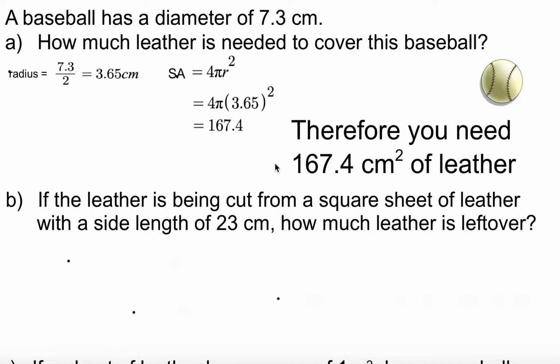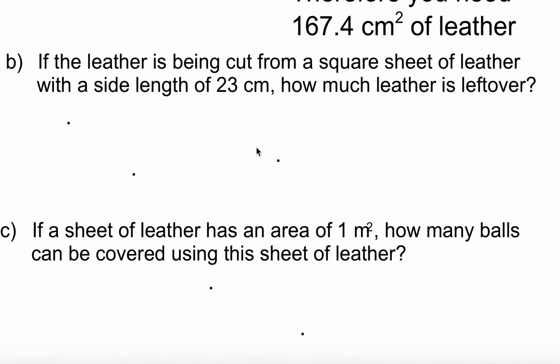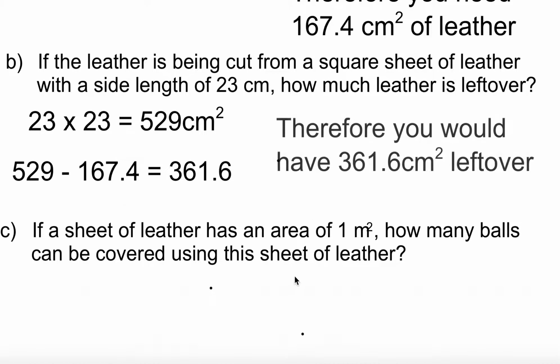I know I'm going kind of quick, but it is just plug and play to the formulas. As long as you're okay with the formulas, you should be okay with this question. The next one's a little bit harder. You need to recognize that we've got a square piece of leather that's 23. If it's a square piece of leather with a length of 23, that means the width is also 23. So that means we've got 529 square centimeters of leather. I only need 167. So I'm going to do 529 minus 167. Find out that I have that much left over.